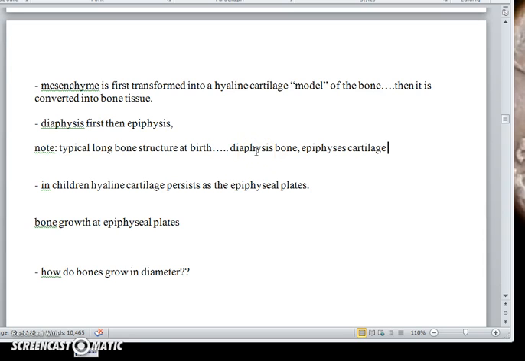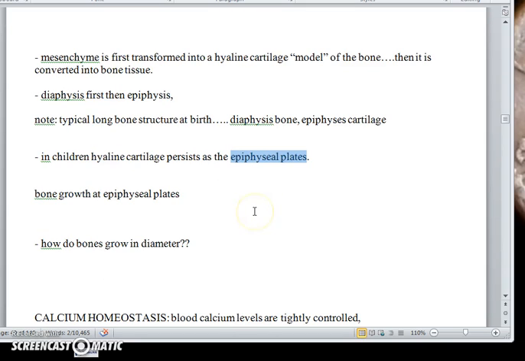And then those get converted over into bone. So here it says in children, the hyaline cartilage persists as the growth plates, or the epiphyseal plates. By the time you go to kindergarten anyway, that's mainly turned over into bone. You've got that growth plate, and you keep that growth plate until those seal up when you're a teenager. And then you've got the epiphyseal lines. All right, bone growth and epiphyseal plates. Here, I'm going to cut and paste here. It's length.